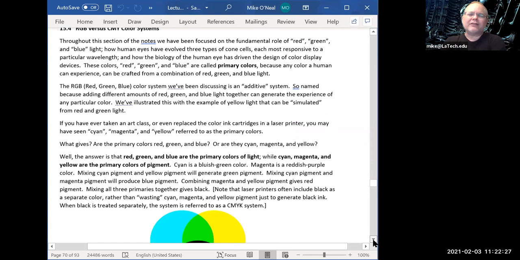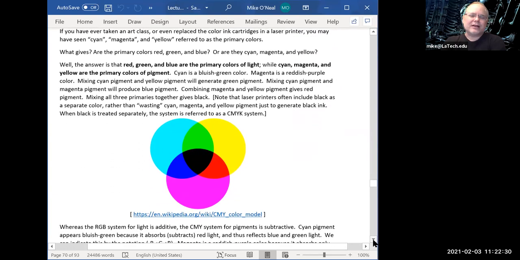Now, if any of you have ever played around in an art class, you might be saying, Mike, you've been saying that red, green, and blue are the primary colors for the last day and a half, or the last lecture and a half. And I learned something totally different in my art class. I learned that the primary colors were cyan, which is this color here, magenta, which is this color here, and yellow. And that's called the cyan, magenta, yellow system, or the CMY system.